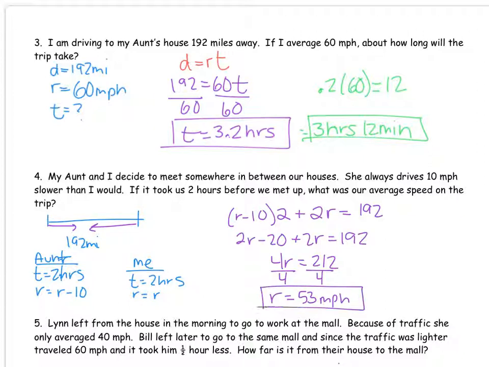Now, really important in a word problem is to look at what this answer means. R, remember, was your rate. So the question is saying if it took us 2 hours before we met up, what was our average speed on the trip? So your rate was 53 miles per hour. Your aunt's rate was 53 minus 10, which is 43 miles per hour.